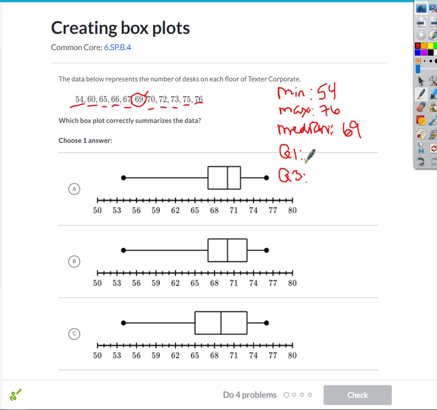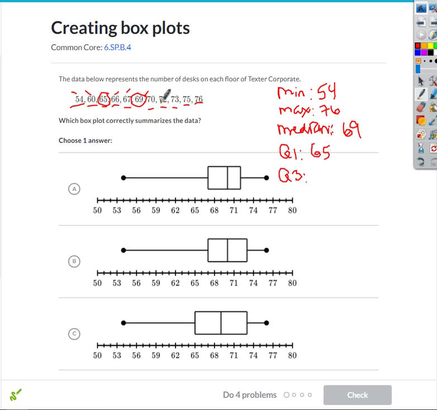Q1, or quartile 1, takes the left half of the data, or the left portion of the data, and you find the median of that number. So we have 54 and 67, 60 and 66. So the middle number of the left half is 65. That is Q1. So Q1 is 65.